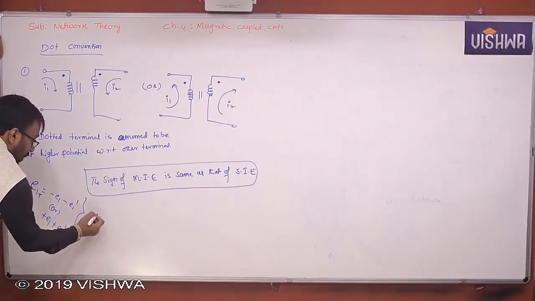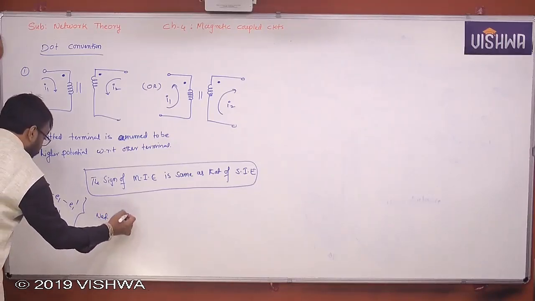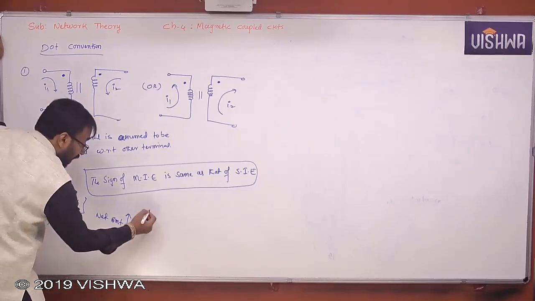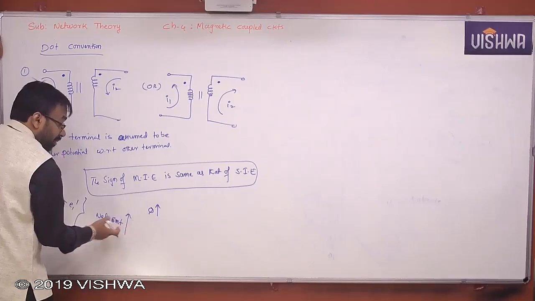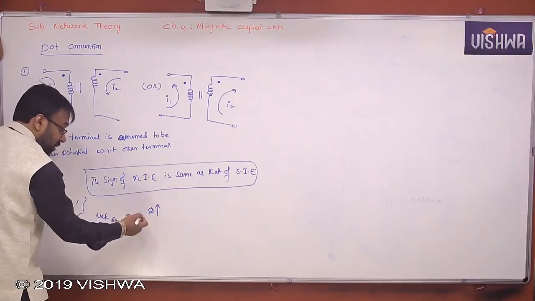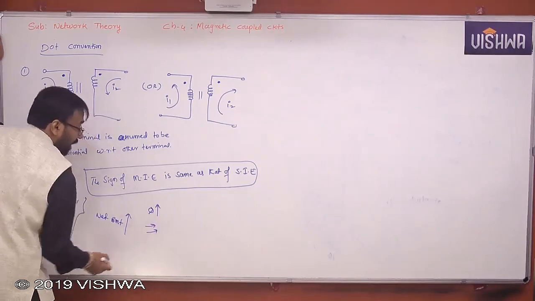That means net EMF is increasing. Net EMF increased means what? Net flux has already increased. If net flux doesn't increase, net EMF won't increase at all. Yes or no, all of you? Okay. So flux increased. Flux will increase only when both the fluxes are in the same direction.